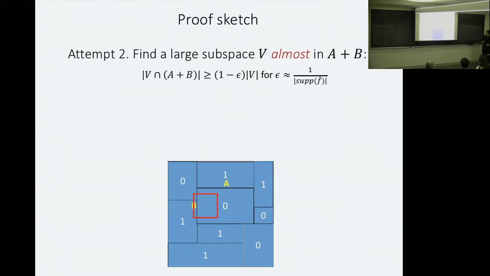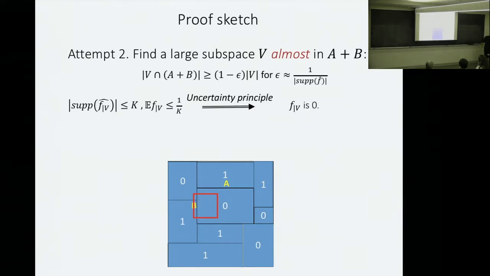representation. So what if we found a subspace that's almost inside the subset? By almost, I mean a 1 minus epsilon fraction of the subspace is inside a specific subset. If I could pick epsilon to be very small, like 1 over the number of non-zero Fourier coefficients, I would claim that I'd be done. Why? This simply follows from the uncertainty principle.